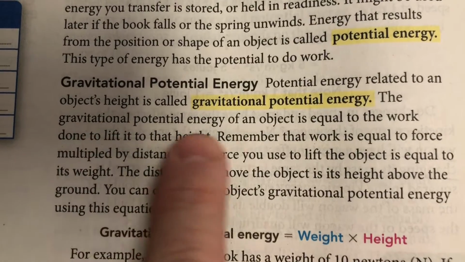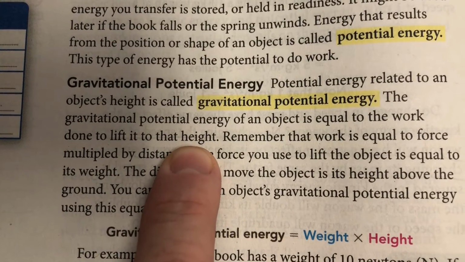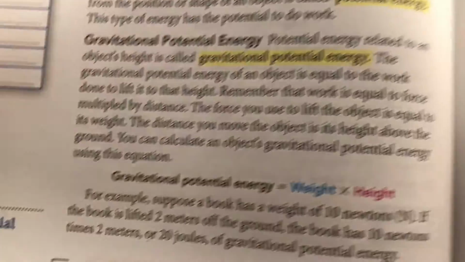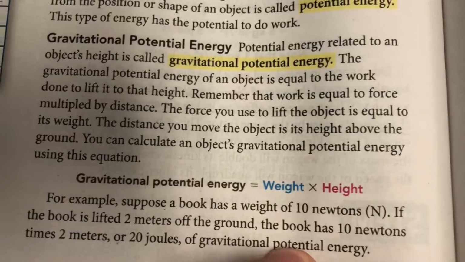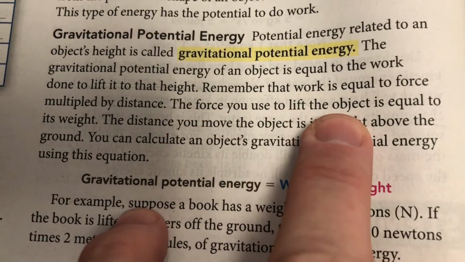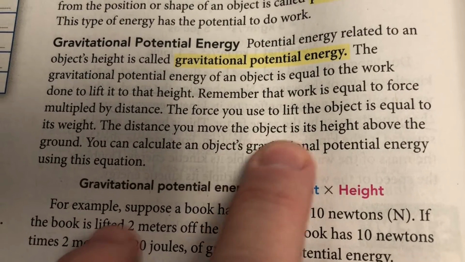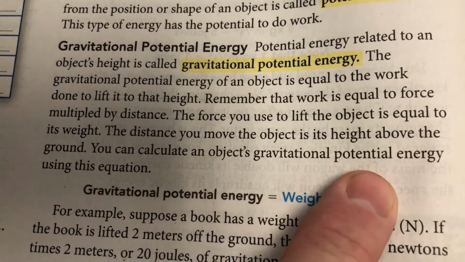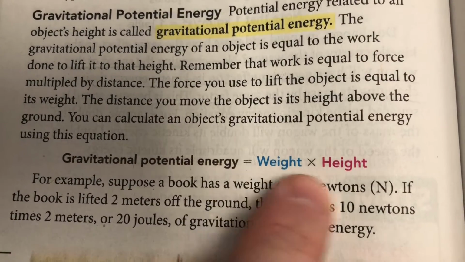The gravitational potential energy of an object is equal to the work done to lift the object up to that height. Remember, work is equal to force multiplied by distance. So work would be this formula here. The force you use to lift the object is equal to its weight. The distance you move the object is its height above the ground. You can calculate the object's gravitational potential energy using this equation. GPE, gravitational potential energy, equals weight times height.